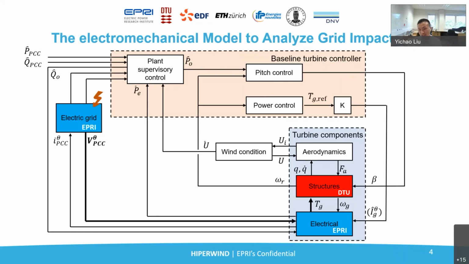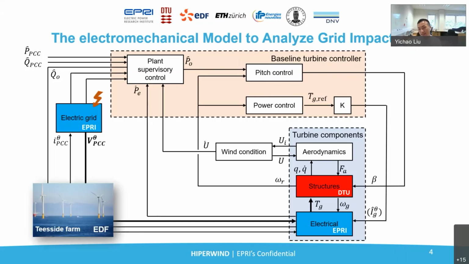Of course, we need some validations. Our partner EDF also provided offshore wind farm SCADA data from the T-side farm to help us understand the simulation results and also validate the numerical model. So this is how EPRI worked together with DTU and EDF in this work package to contribute to offshore wind energy in Europe. Of course, we have other partners from different universities and organizations, who will also provide very solid support in the later phase if needed. Now I want to make use of the rest of my slides to dive into EPRI's vision on future wind collaboration opportunities in Europe.